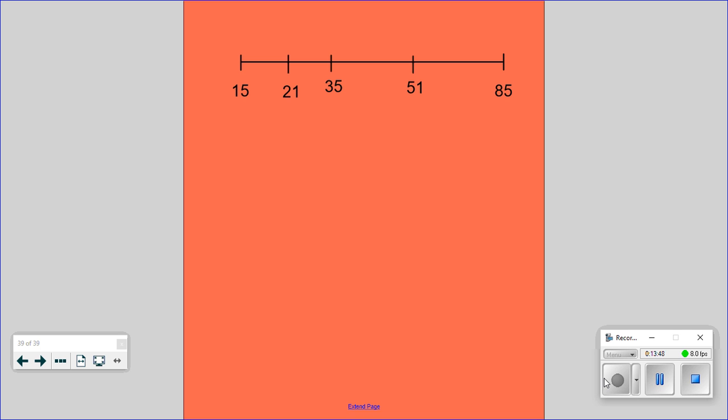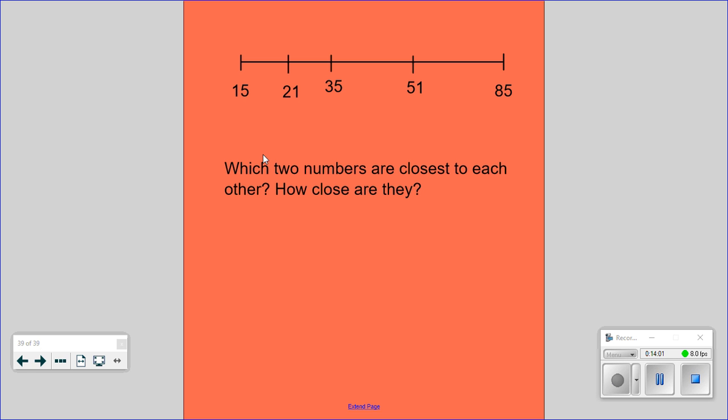The numbers are 21, 35, and 51. Same first starting question. Which two numbers are closest? Which two numbers are closest together?